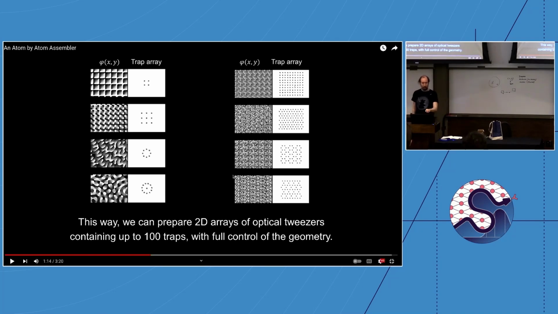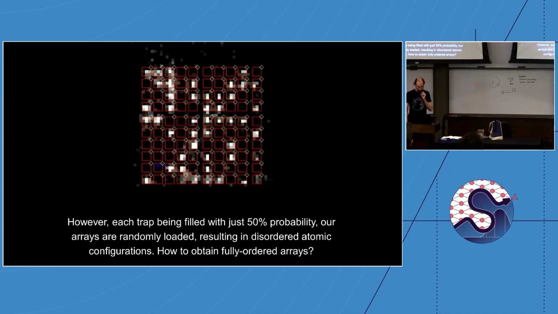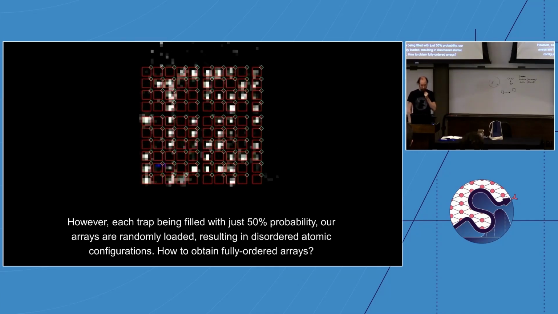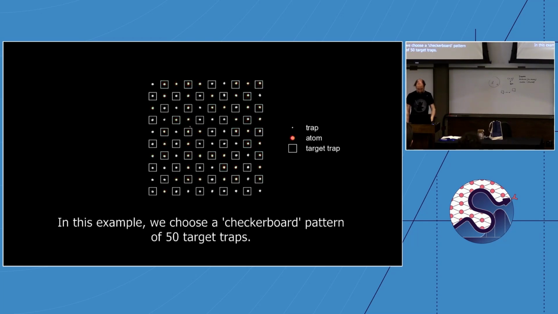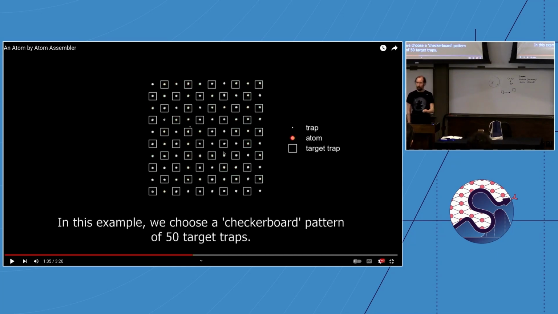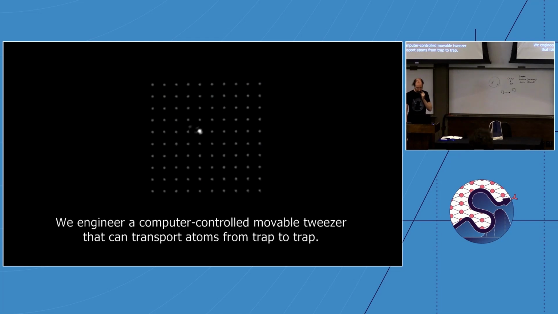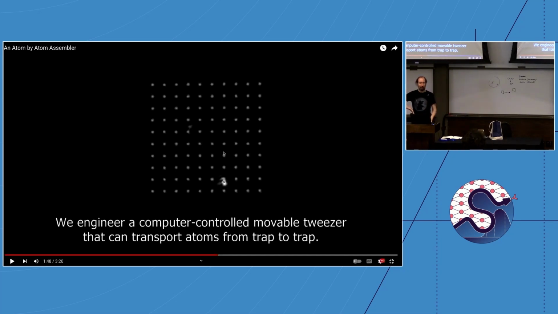Let's pause here. These are some pictures of the shape put onto the modulator and the array that you get out. And maybe if you're really good at 2D Fourier transforms, you can see that these are related. Here the dots are all of the traps that have been created, and these little boxes are where they want the atoms to end up. So this is them actually moving one atom around at a time.